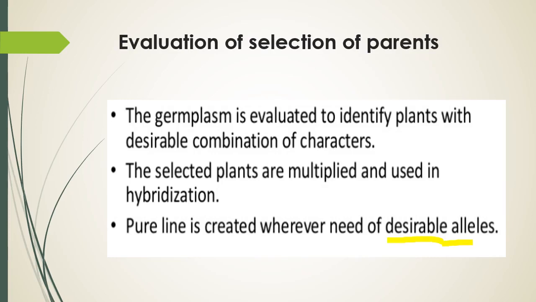So here only one word has been given, that is multiplied. And how can we multiply? By repeated inbreeding. Okay, so the germplasm has been evaluated. We are selecting the combinations of the characters, and these selected plants we are multiplying by the method of inbreeding, and finally after inbreeding we are getting the pure lines. Clear? I think it's clear for you. Just connect this evaluation of the seeds along with the inbreeding. Then only we will get the pure lines.